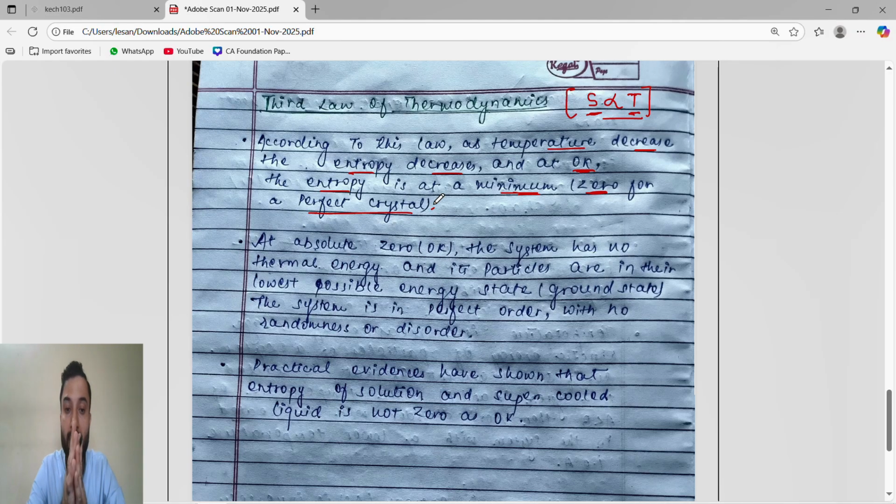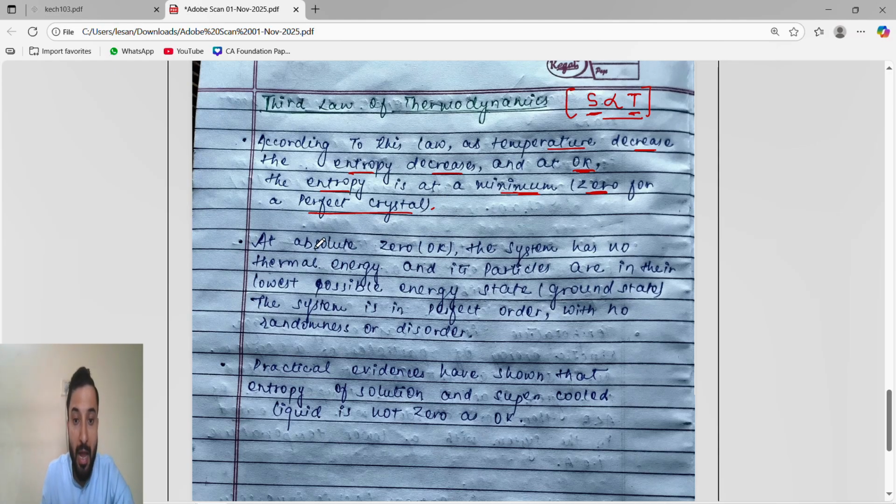Sometimes in the examination they will ask, at 0 Kelvin what is entropy? We will not write that at 0 Kelvin entropy is 0. At 0 Kelvin entropy is minimum. Minimum means 0 only for a perfect crystal.